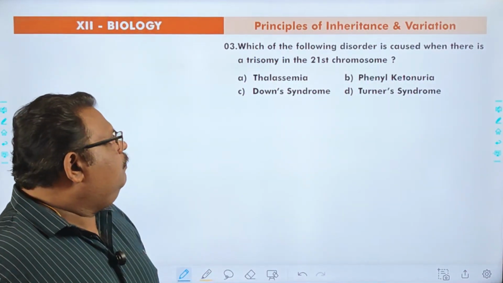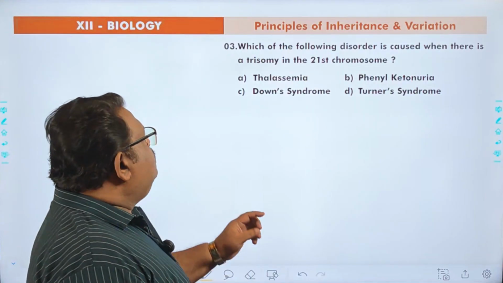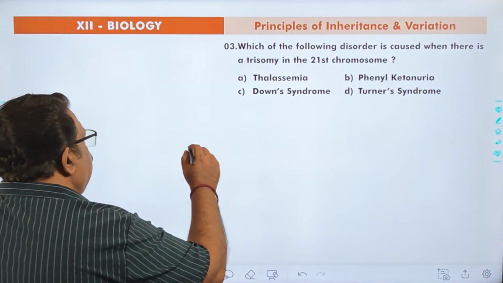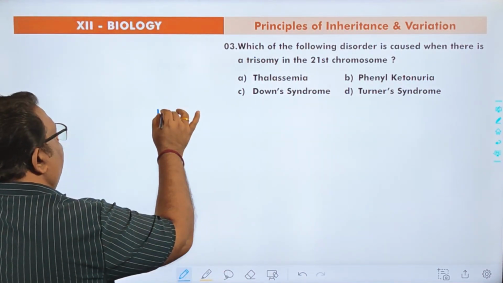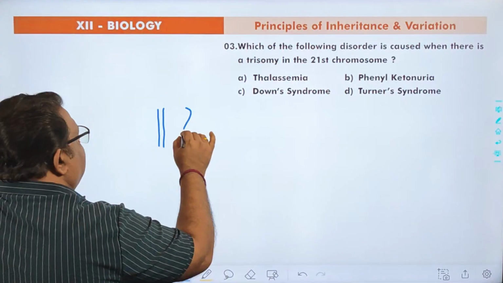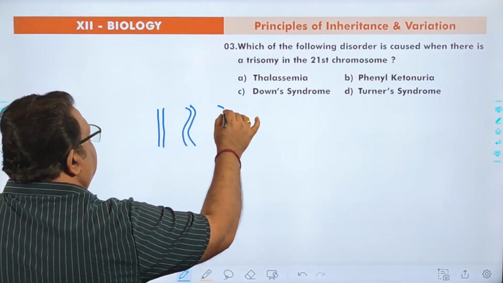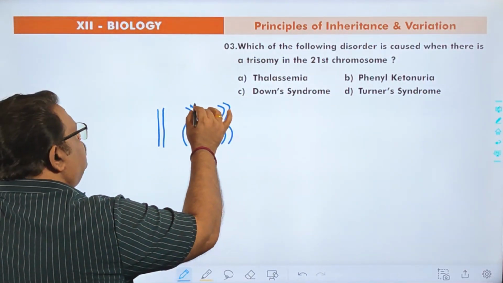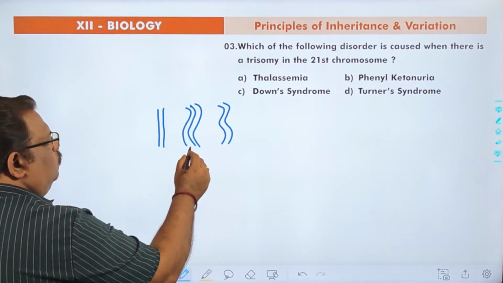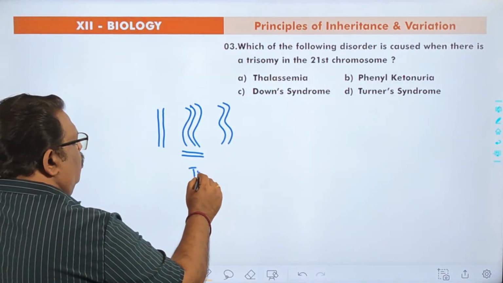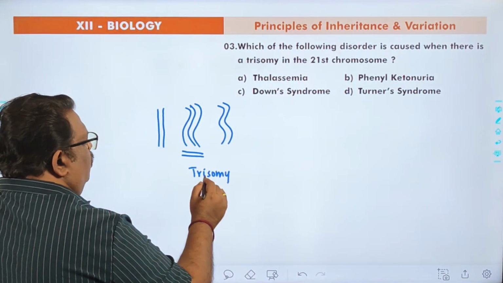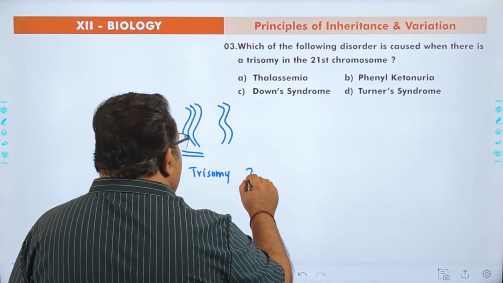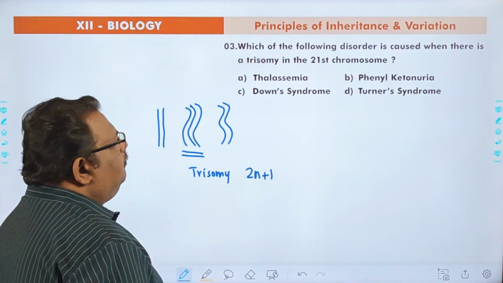Next one, which of the following disorders is caused when there is a trisomy in the 21st chromosome? What is trisomy? Suppose this is the first chromosome pair. This is the second chromosome pair. This is the third chromosome pair, like that. If there is an additional chromosome in this, instead of 2, 3 chromosomes are there, this condition is called trisomy. It's an aneuploid variation. The trisomy can be represented as 2n plus 1.